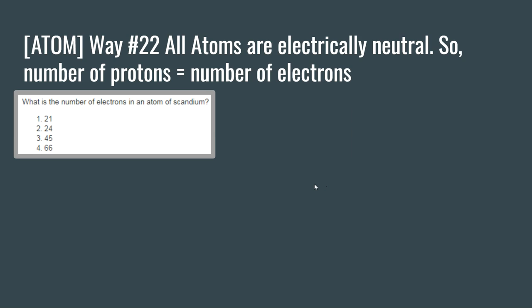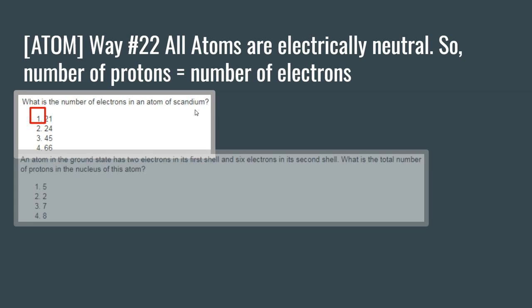What is the number of electrons in an atom of scandium? So you'll need to use the periodic table for a lot of these problems in order to determine how many electrons or protons are present within an atom. Okay, an atom of scandium has an atomic number of 21. Therefore, the number of electrons should also be equal to 21. So the answer is 1.